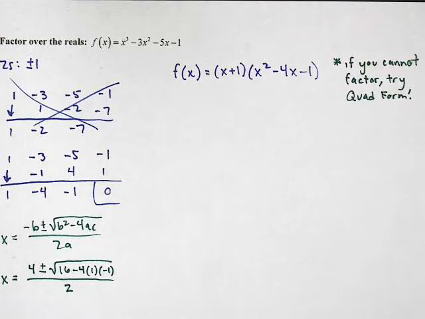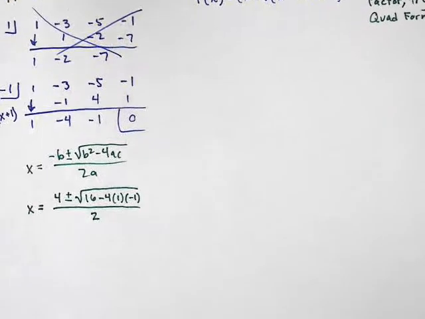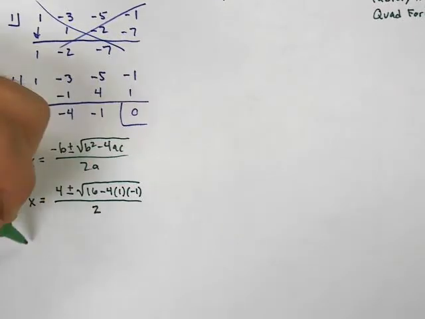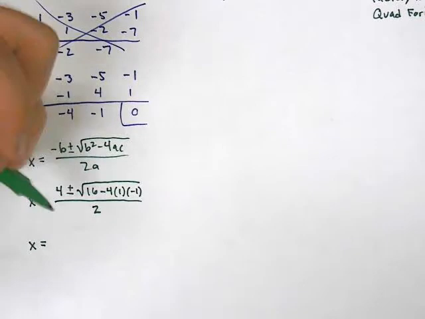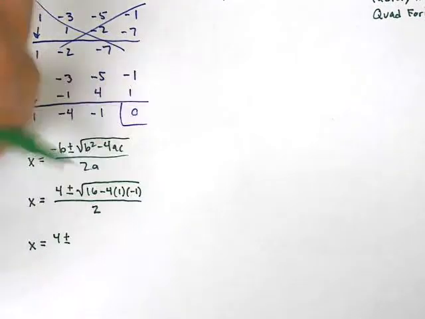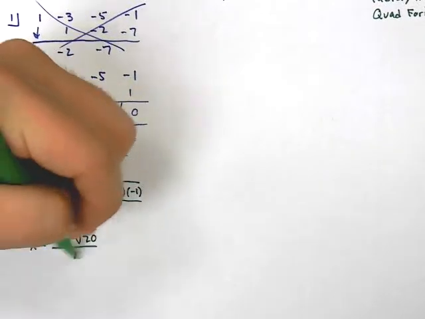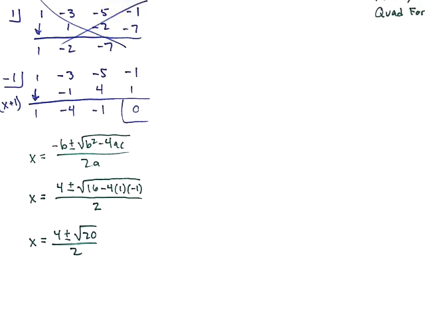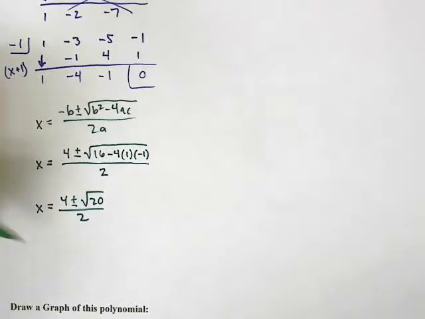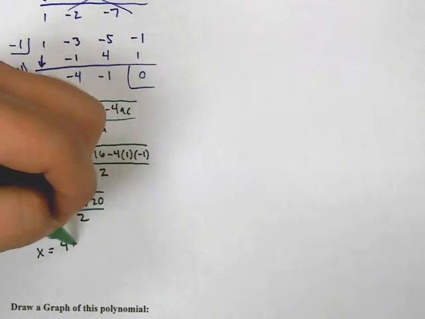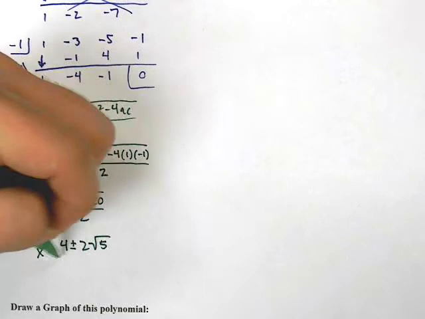All right, I keep trying to simplify this a little bit more. x equals, let's see here, 4 plus or minus, this will become positive, so I have the square root of 20 over 2. I can keep going. x is equal to 4 plus or minus 2 root 5 all over 2.